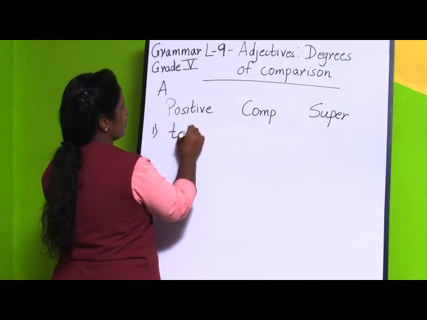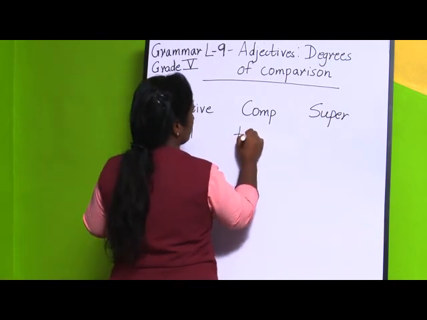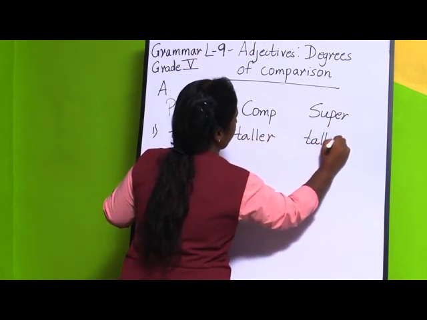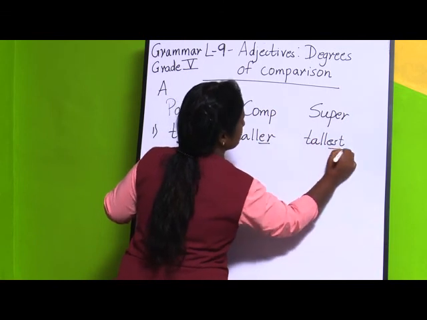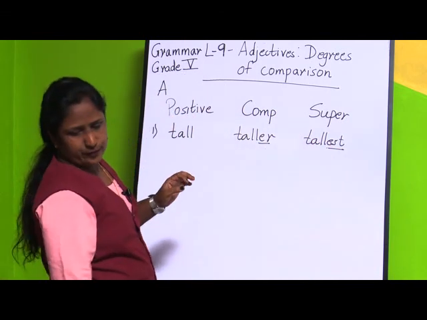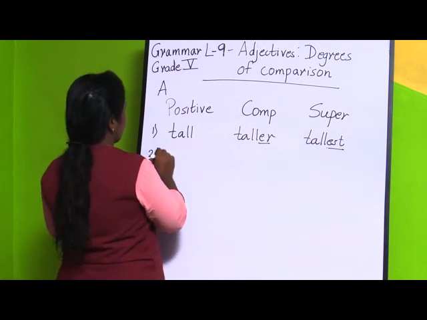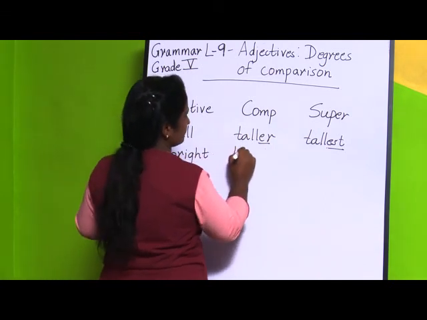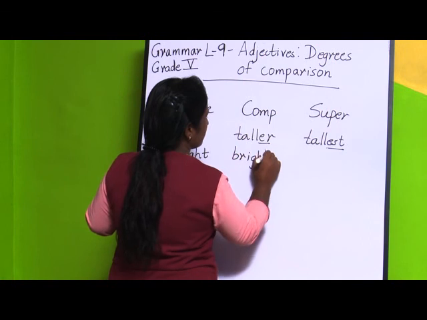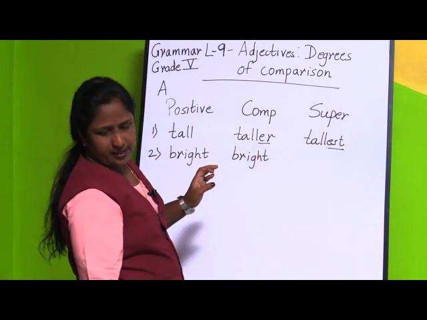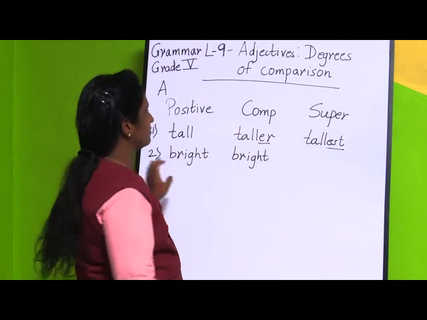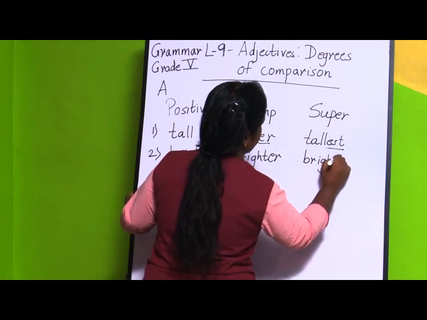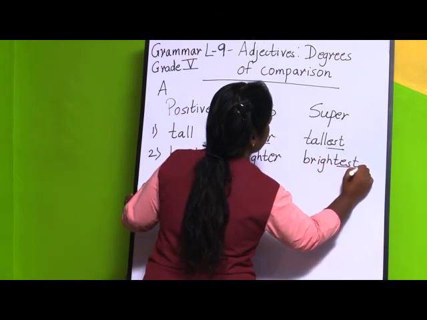So, tall, we are going to add er now, taller, tallest. We have added er and est. Second, if you take bright, brighter, and this is brightest. Here also only er and est.